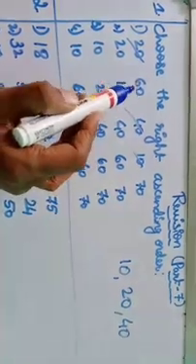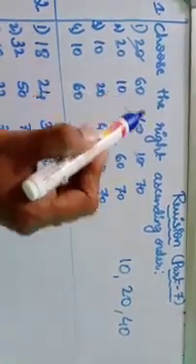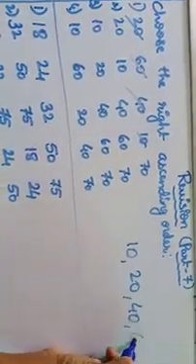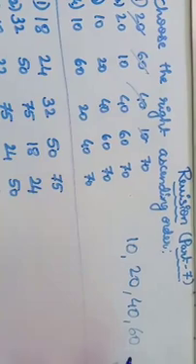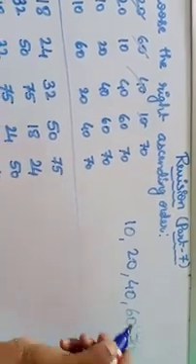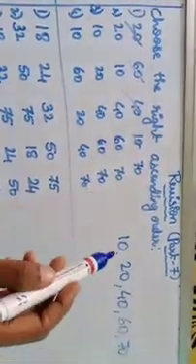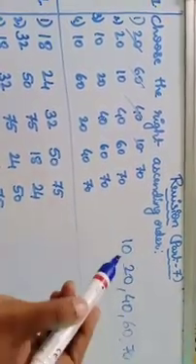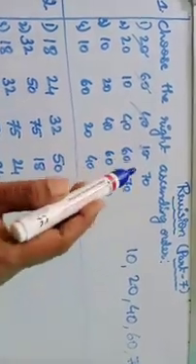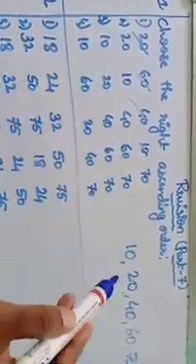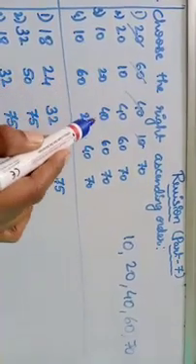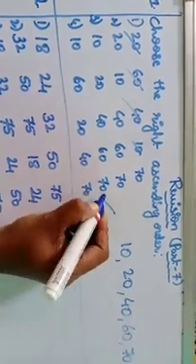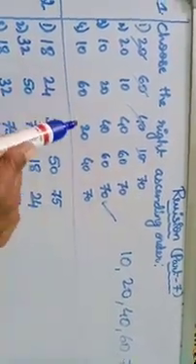And the remaining numbers are 60 and 70. Which is the small one? 60. So write here 60. And the remaining number is 70. So let's write here 70. So the right answer is 10, 20, 40, 60, 70. This answer we have to search in the options. Which is the right option, children? 10, 20, 40, 60, 70. That means the third is the right option.